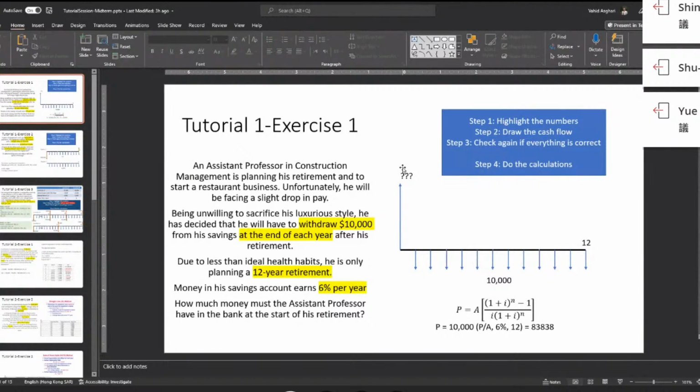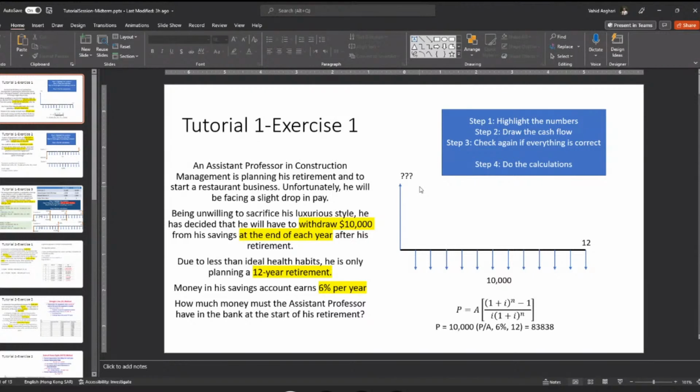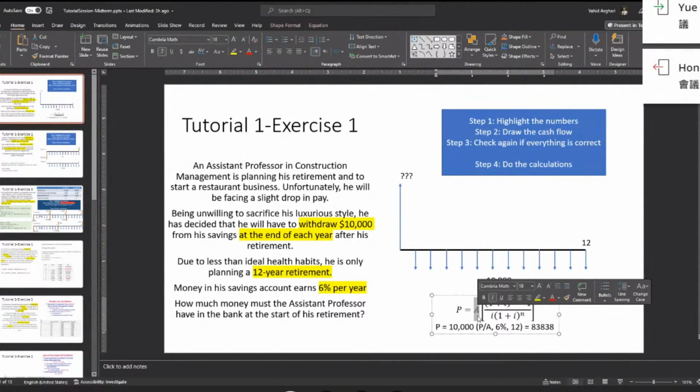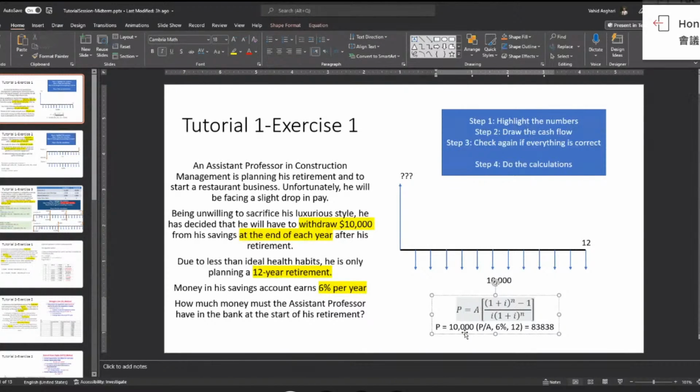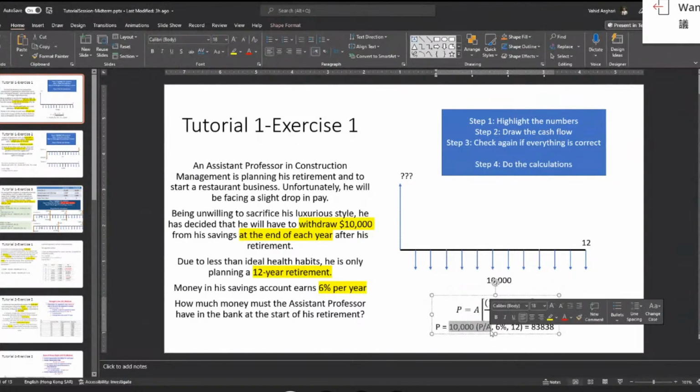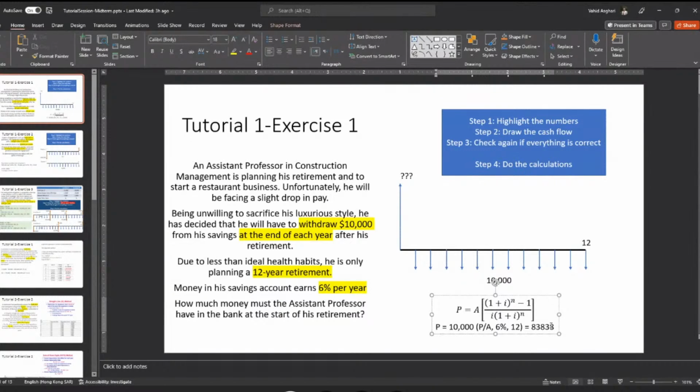So we basically have a simple cash flow. This is the present value, and we want to find out what present value he needed so he can afford withdrawing 10,000 US dollars per year for 12 years. As simple as that. We find the present value based on the annual withdrawal. And then finally, we use this function P based on A, 6% and 12 years, and we get the result.